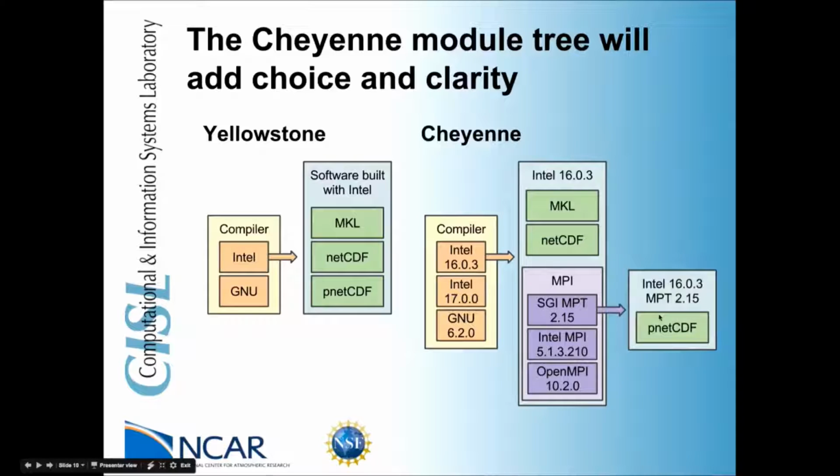So just by going through this module tree, it should be pretty clear what dependencies you might have, because of course you don't want to have a version of PNetCDF loaded that uses OpenMPI, and then you're trying to run it with SGI MPI. That will generally not work out well. So this module tree helps us avoid potential issues like that.